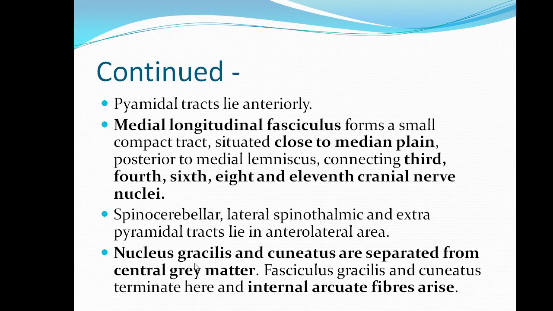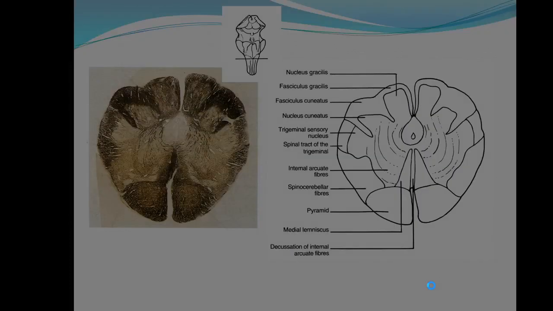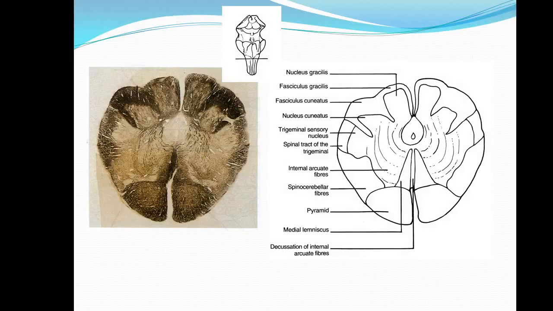The nucleus gracilis and nucleus cuneatus are separated from the central gray matter. The fasciculus gracilis and cuneatus terminate here and internal arcuate fibers arise. Here you can see the nucleus gracilis and fasciculus gracilis, nucleus cuneatus and fasciculus cuneatus, central gray matter, the internal arcuate fibers, the medial lemniscus.